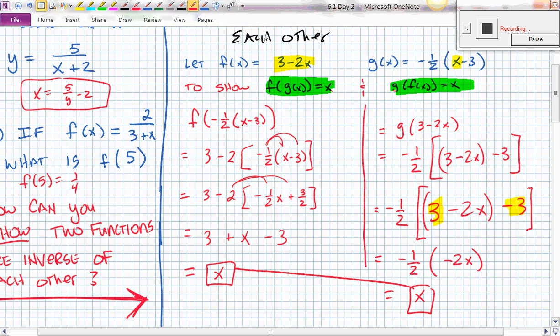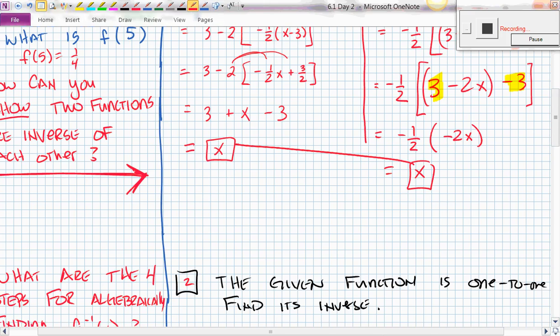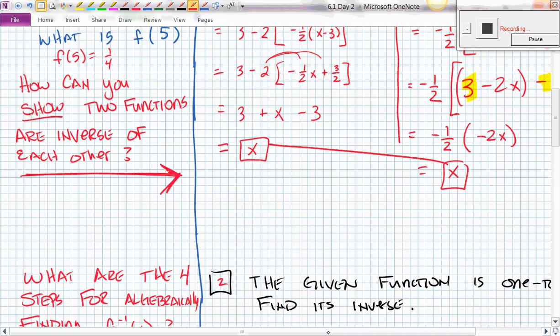It's selective distribution. I feel so bad for you guys. I do, because I feel like you've been cheated somewhere along the way. Selective distribution in algebra class. All right, well, we'll have to spend a different day on that.